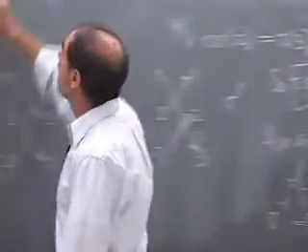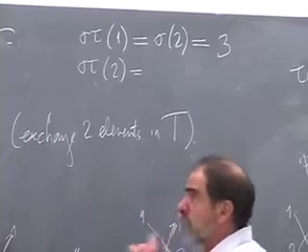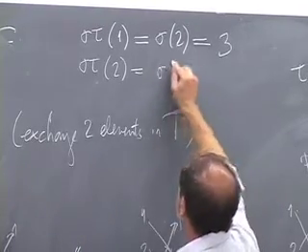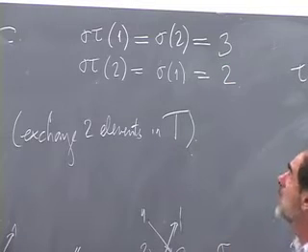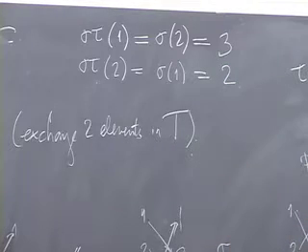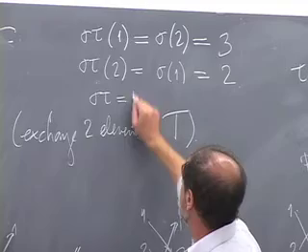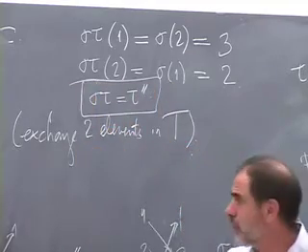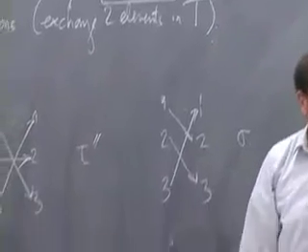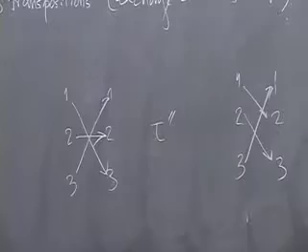Well, let's compute sigma tau of 2 just to kill the suspense of it all. Tau of 2 is 1, so this becomes sigma of 1. Sigma of 1 is 2. So it fixes 2, and therefore it's equal to tau double prime. So therefore sigma tau is equal to tau double prime. It fixes 2, takes 1 to 3. And therefore, sigma tau is not equal to tau sigma.